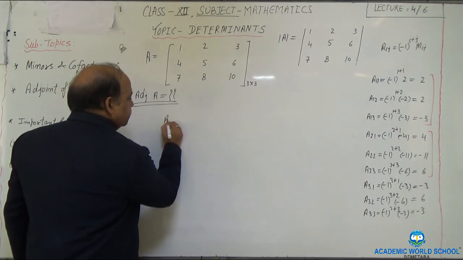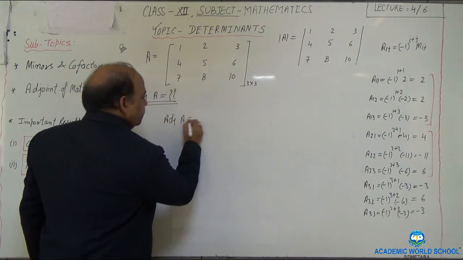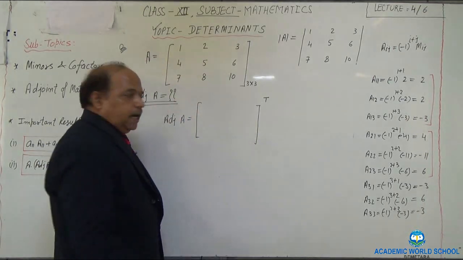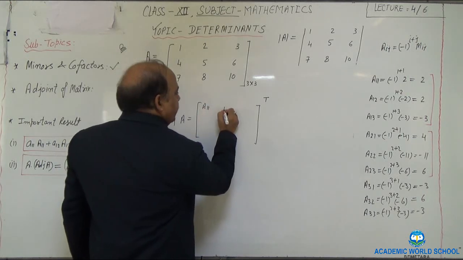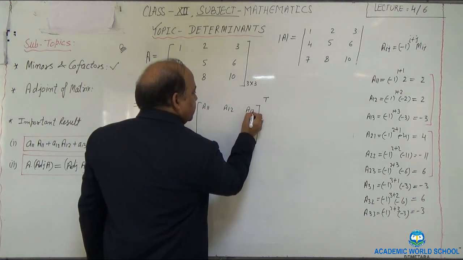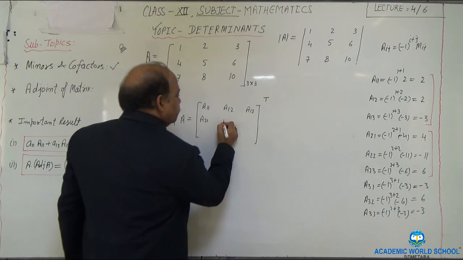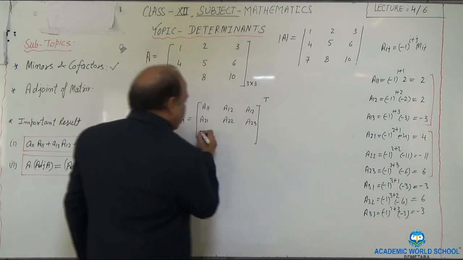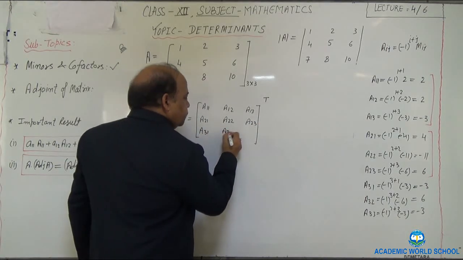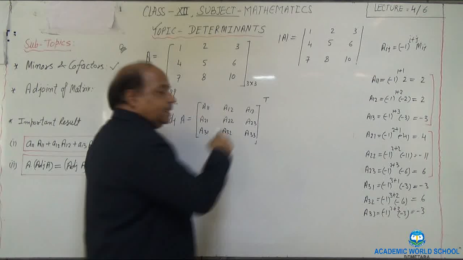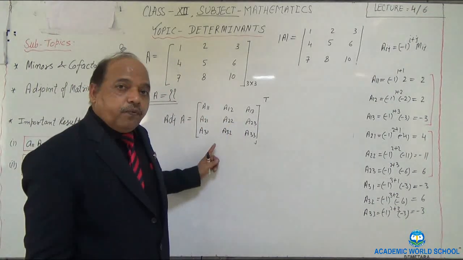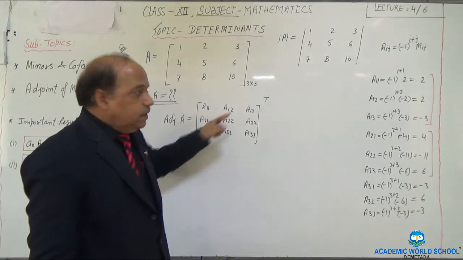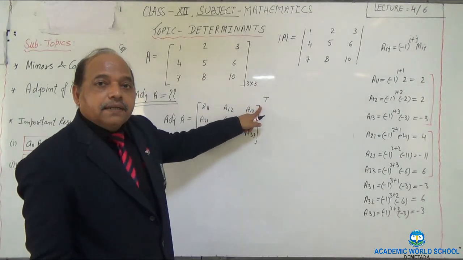So to find adjoint, as I told you, what we have to do? Adjoint of A is nothing but the transpose of the cofactors matrix. A11, A12, A13, A21, A22, A23, A31, A32, A33. These are the cofactors of corresponding elements. Once we have these values, then what we will do? We will find the transpose of it.